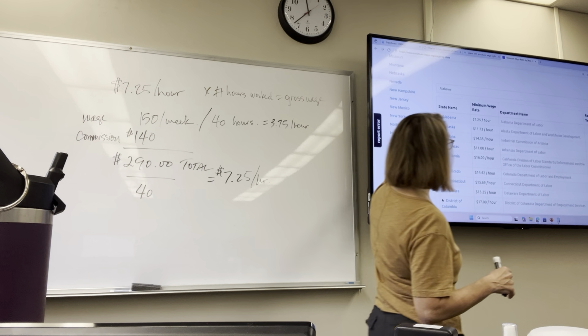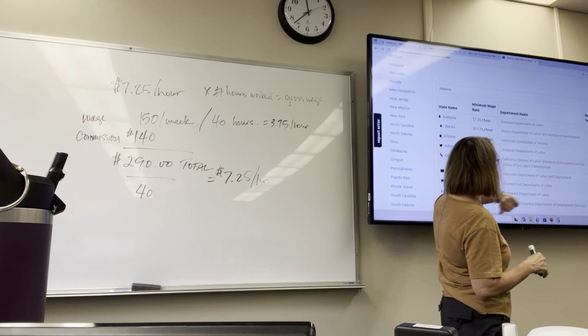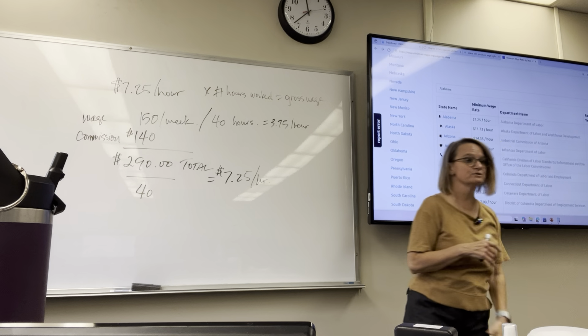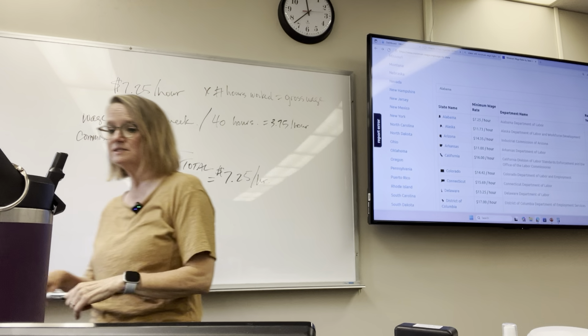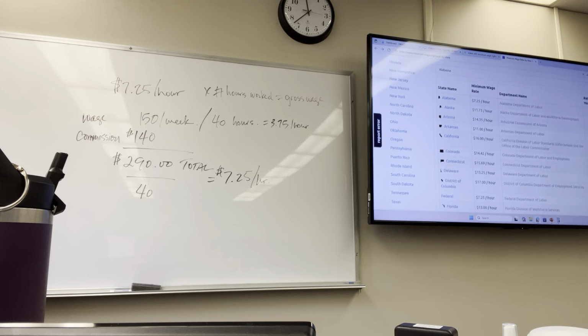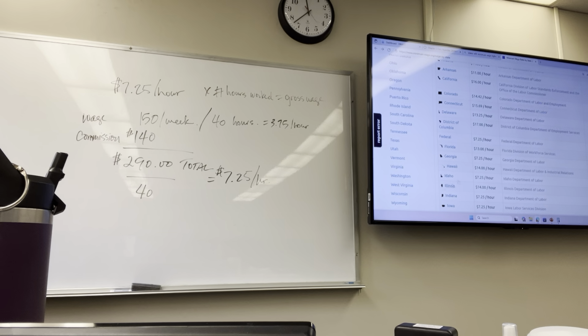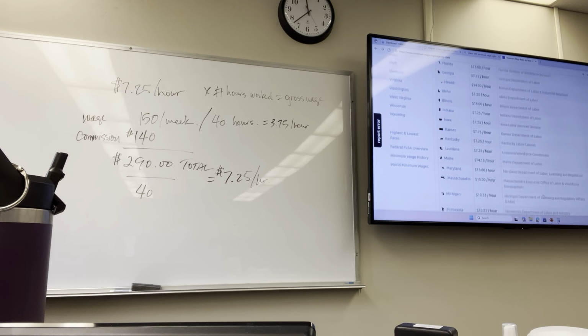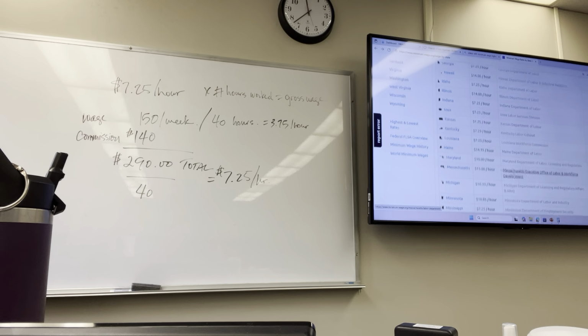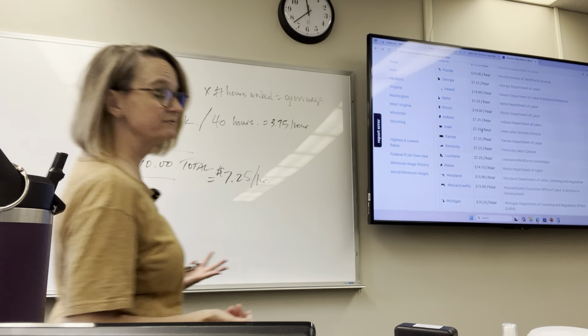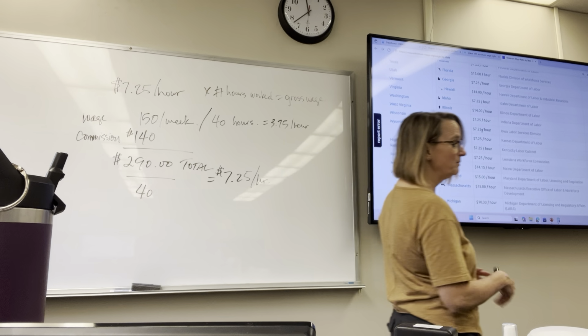So some of them you can see: Arizona, $14.35 an hour. California, $16 an hour. Surprisingly, California is not the highest minimum wage. You can see District of Columbia, so Washington, D.C., $17 an hour. Hawaii, $14 an hour. Maryland, Massachusetts. Iowa is $7.25 an hour. That is the minimum wage in Iowa.